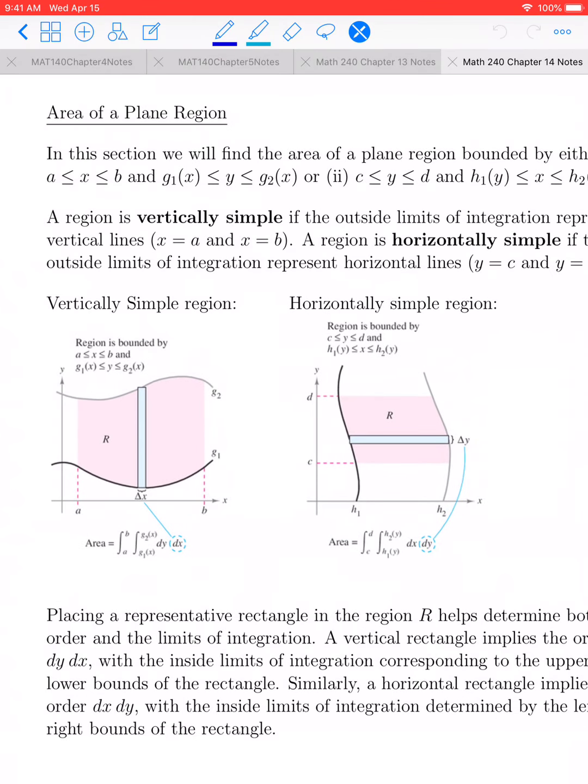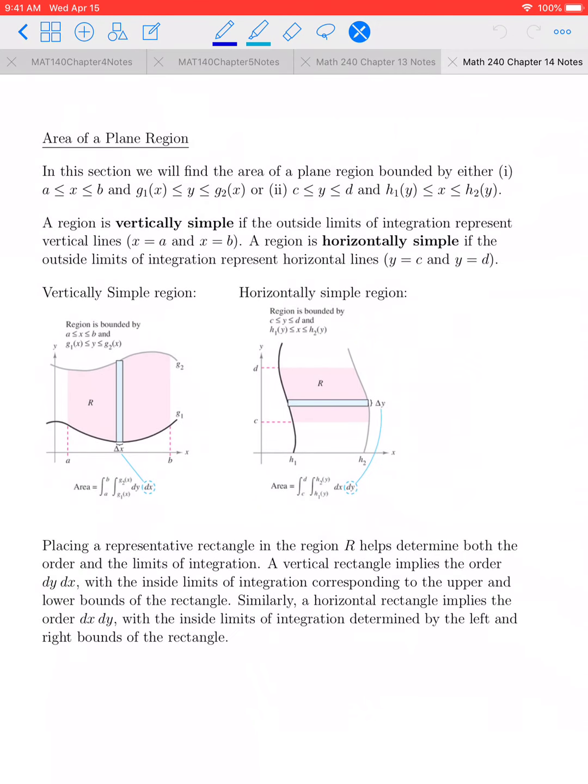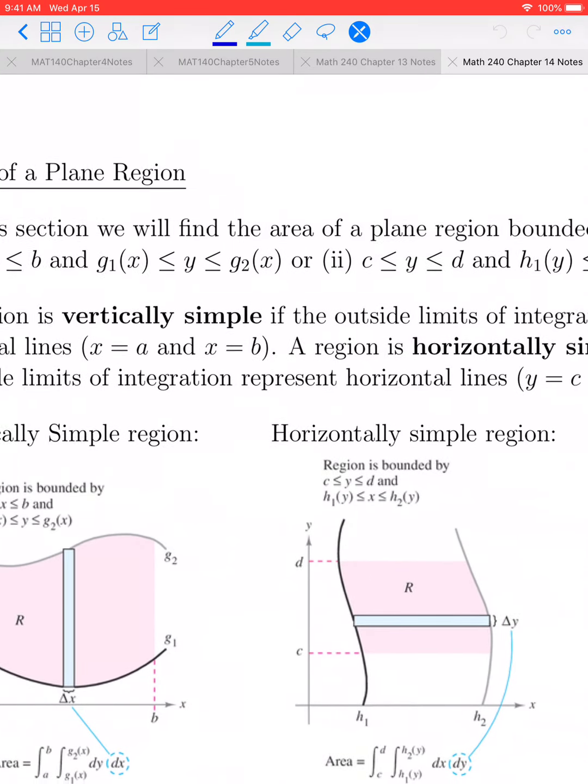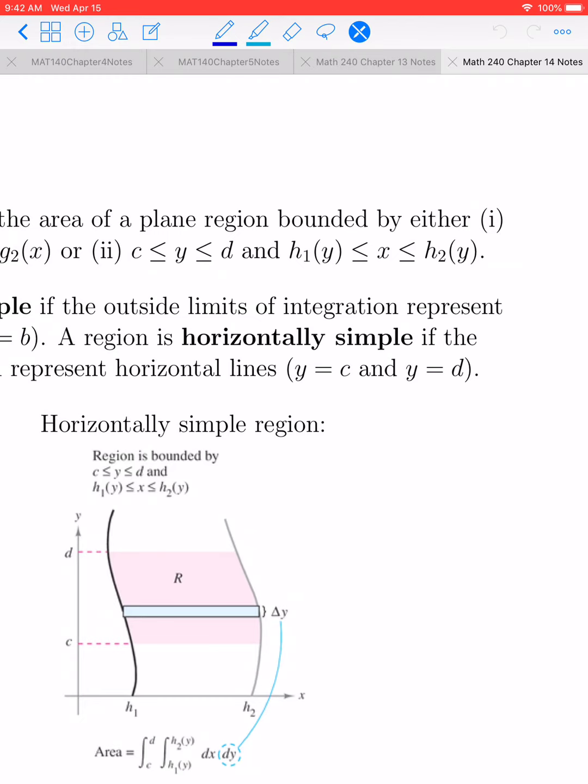This brings us to the area of a plane region. In this section, we will find the area of a plane region bounded by either a less than or equal to x less than or equal to b, and g1 of x less than or equal to y less than or equal to g2 of x, or it could be slightly different. You could have y bounded between two constants c and d, and then x bounded between two functions of y. Let's call them h1 of y and h2 of y.